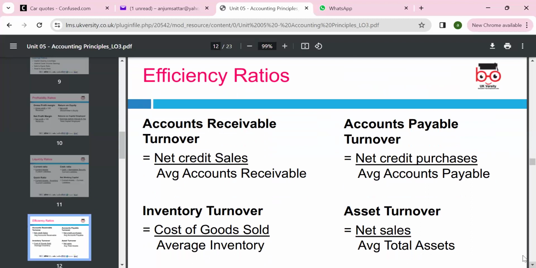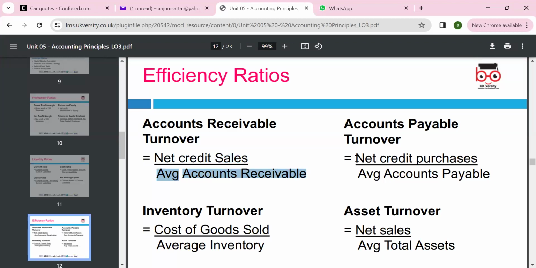Efficiency ratio. Efficiency means how quickly you are converting things. Like if you're selling things on credit, how quickly you receive money from your customers. So we can say net credit sales, how much sales you are doing on credit. Net means you're selling things, sometimes people return them, so what net you have after taking out the returns. Average accounts receivable, the average number of days you take to receive the money. At the start and at the end of the year, how much receivable you have, divided by 2. You can say net credit sales divided by average accounts receivable.